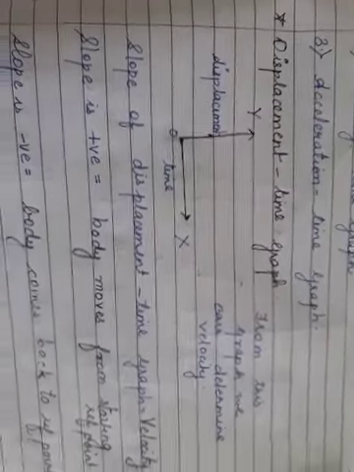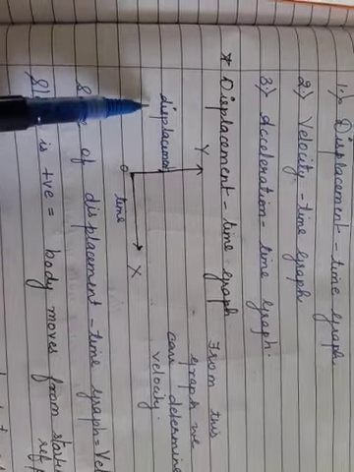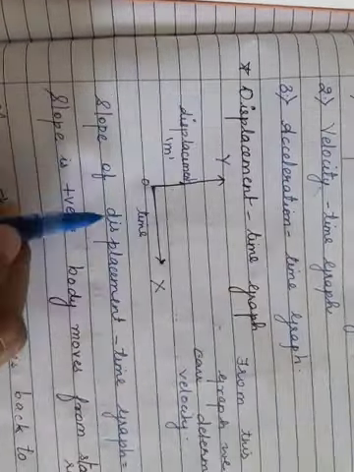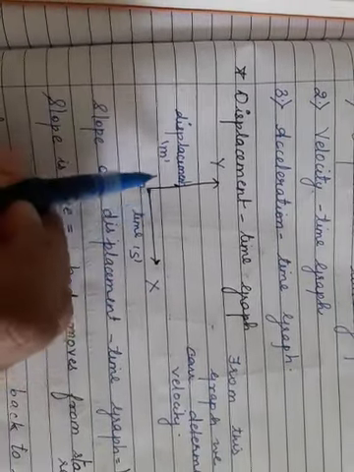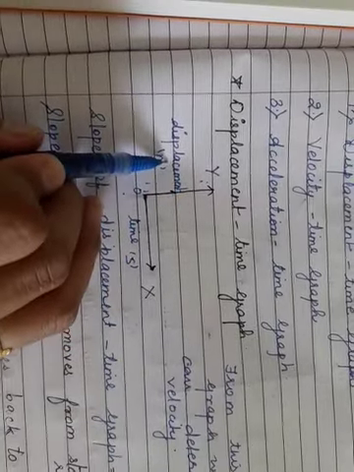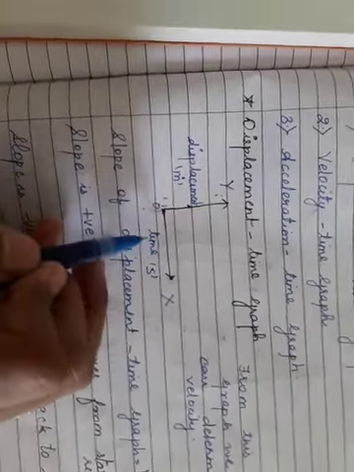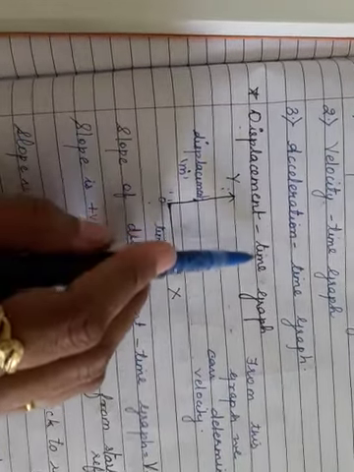So let us start with the first aspect, that is the displacement time graph. Here I have just drawn the graph. When we are talking about the displacement time graph, always the displacement will be on the y-axis, and time, which is in seconds, will be on the x-axis. Displacement on y, time on x, don't forget this. So this is a normal displacement time graph.